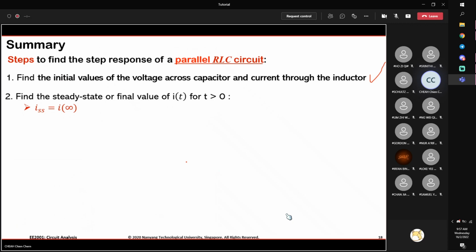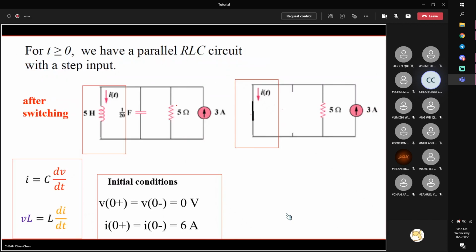Okay, and from the analysis of the initial conditions, you can see that we can also calculate the steady state values after switching, correct? Because after switching, your inductor will behave like a short circuit at steady state, right? Take note that this is steady state, must be steady state. And then the capacitor will behave like an open circuit at steady state.